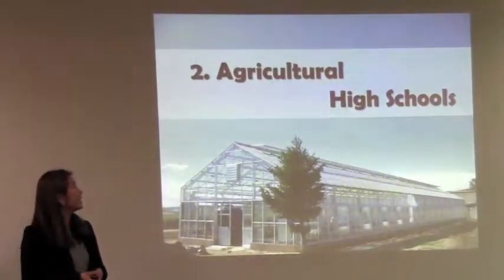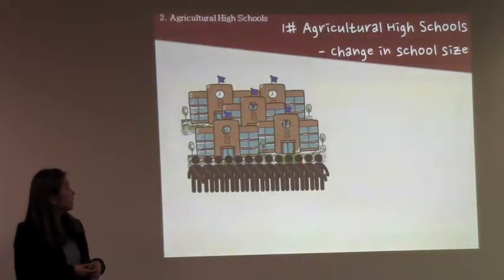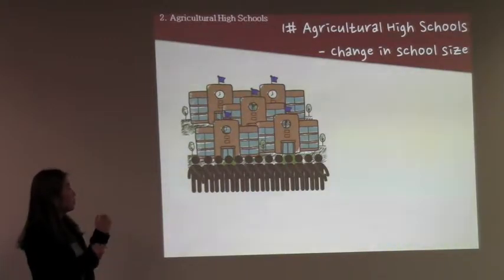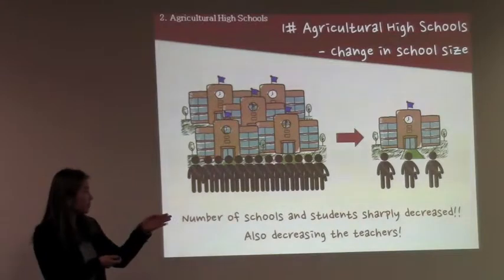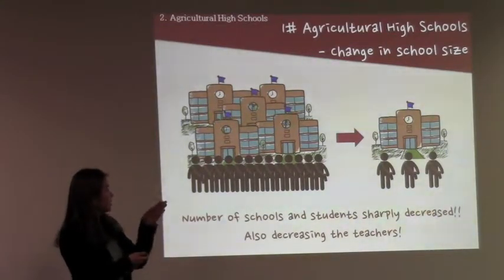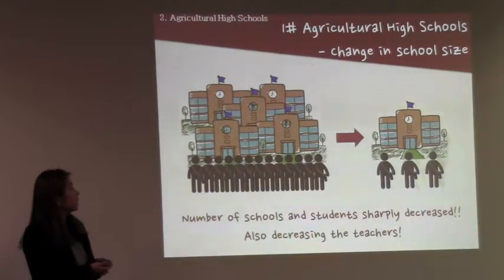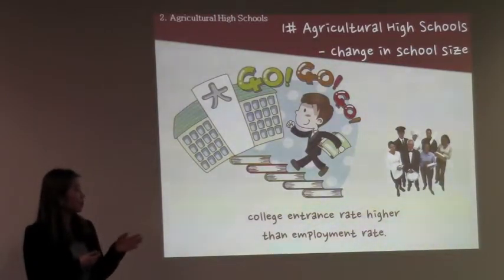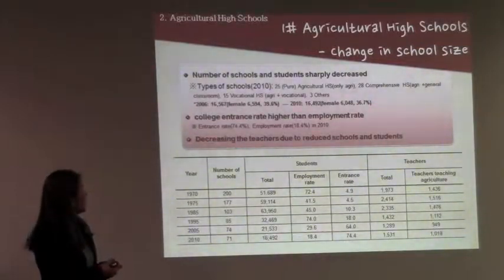And the next one is agricultural high schools. As you can see, in the past there were many schools and students, but now the numbers of schools and students have sharply decreased, and so the teachers are also decreasing. And the college entrance rate is higher than the employment rate. So let's see in detail.